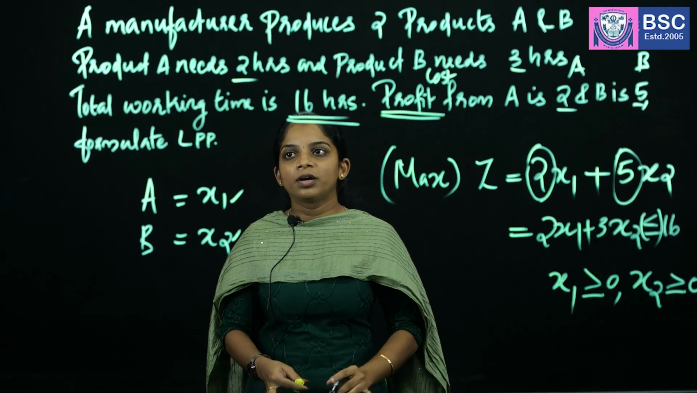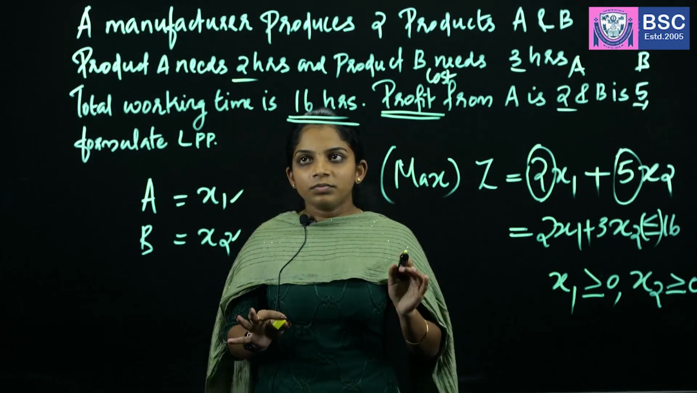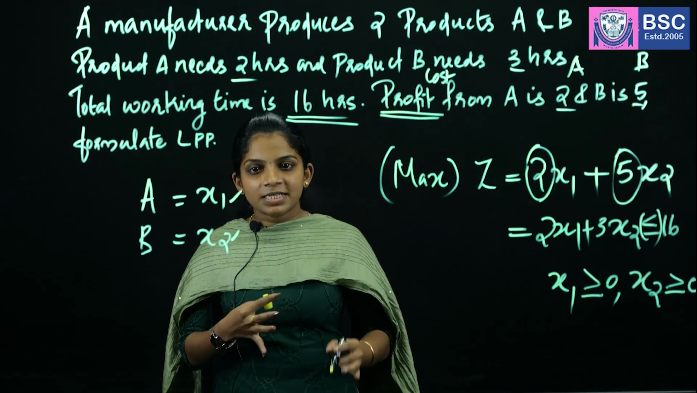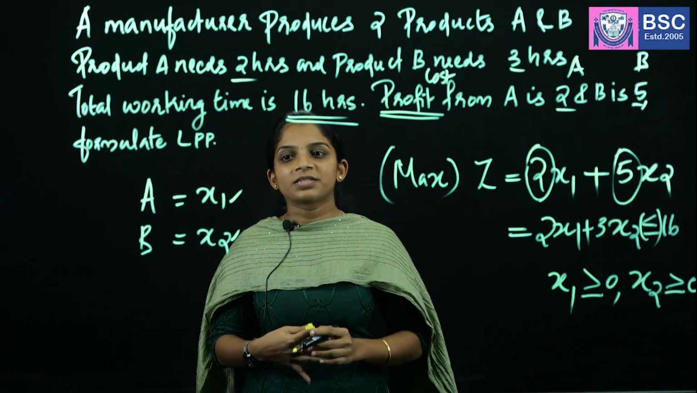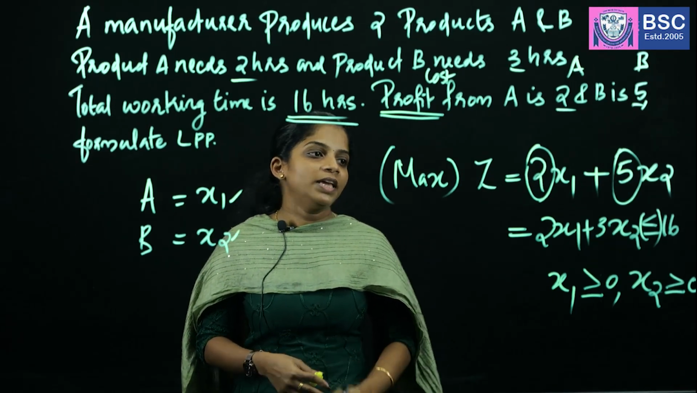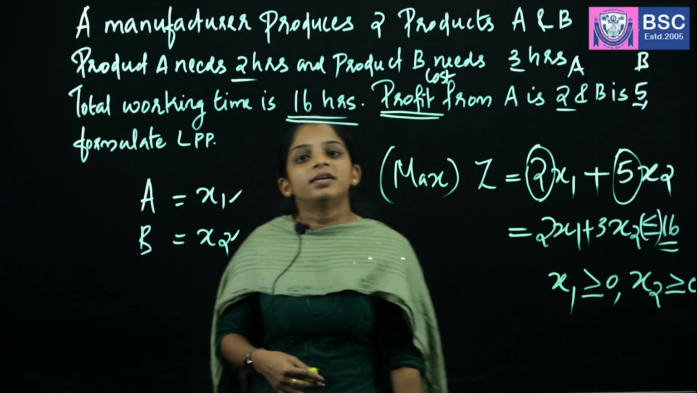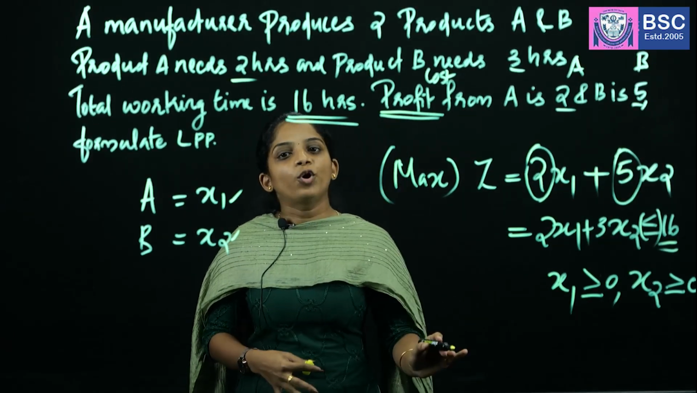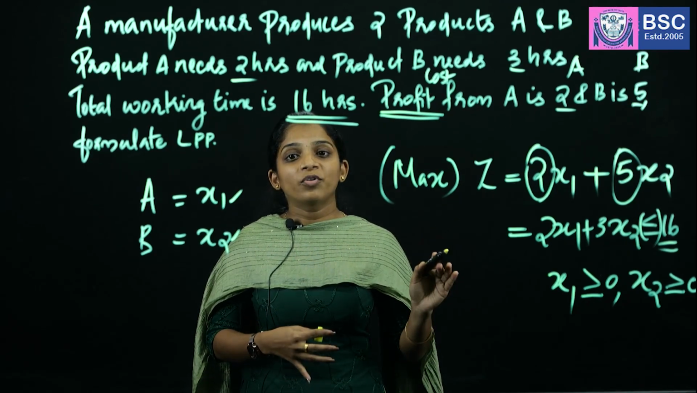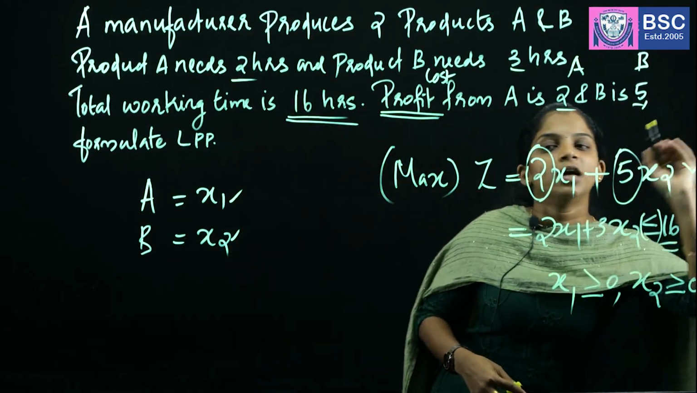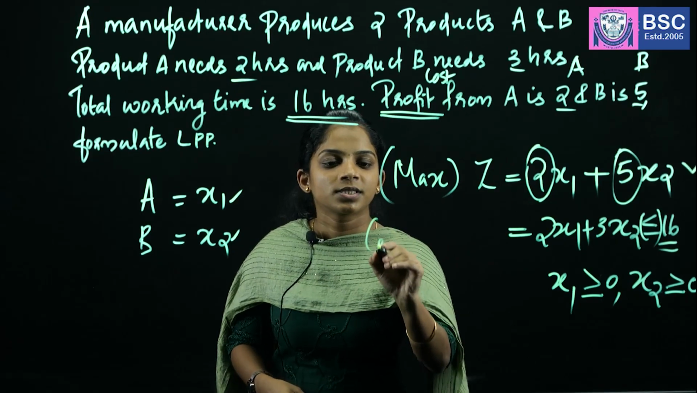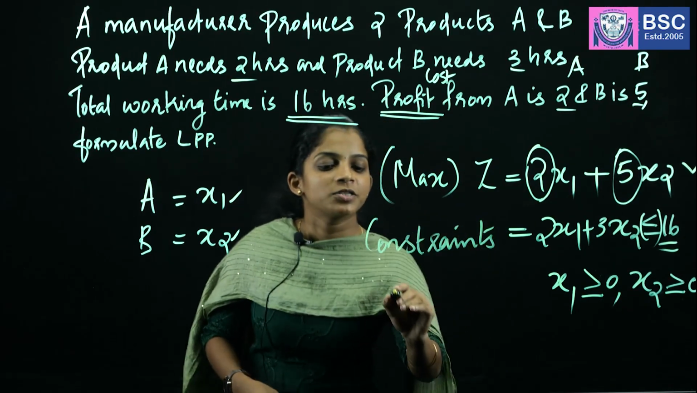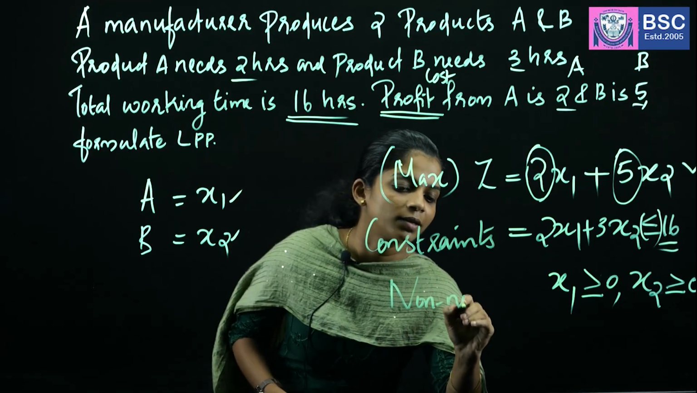So to conclude, here we just constructed a simple LPP model for maximizing a profit of rupees 2 and rupees 5 for x1 and x2 respectively, under the situation where the total working time allotted is 16. And this is the format of solving a problem of LPP, that is to write the objective function, subject to constraints, and just mention the non-negative values.